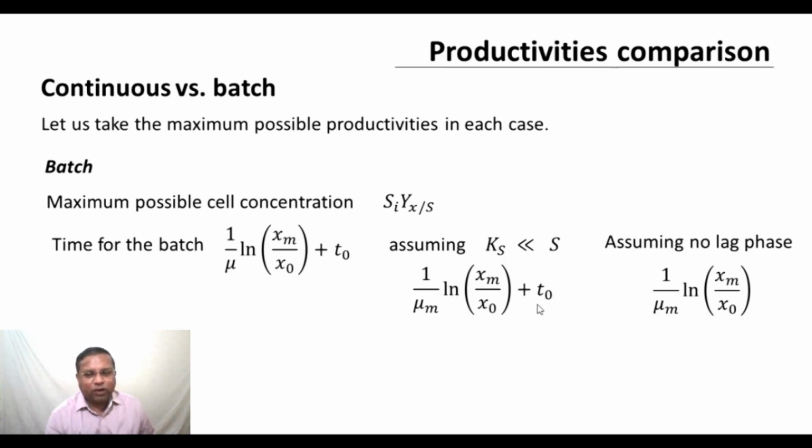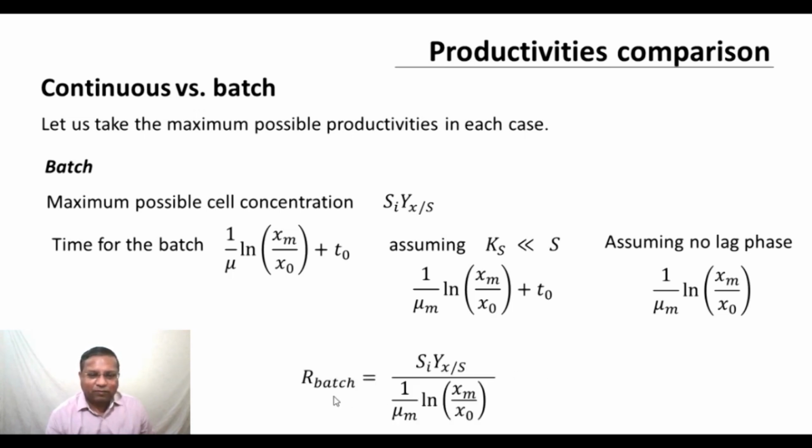And if we assume no lag phase, it starts growing right from the beginning, which happens many times. Then we can completely ignore the lag time here. And so 1 by mu m ln of xm by x naught. I am doing all this to get an idea of the ratio of productivities. If the lag time is significant, you can always add that for comparison. I am trying to do that on a generic basis, so I am taking the simplest case that is possible, but which is still representative.